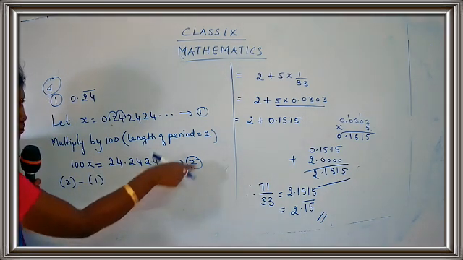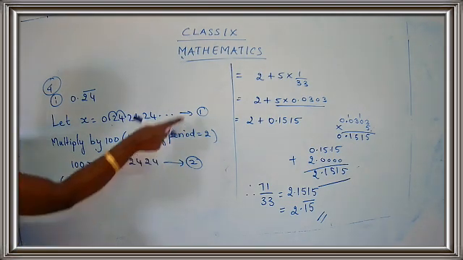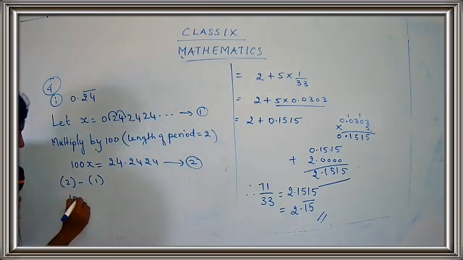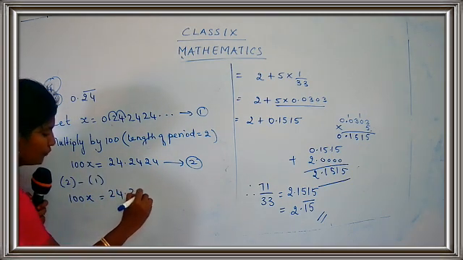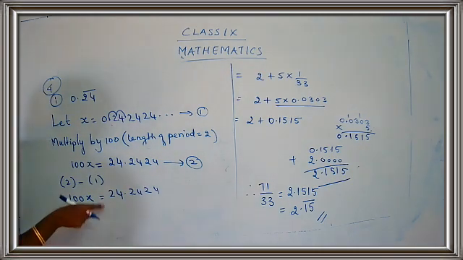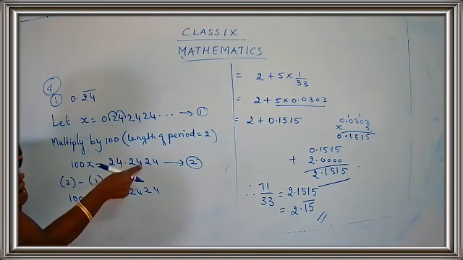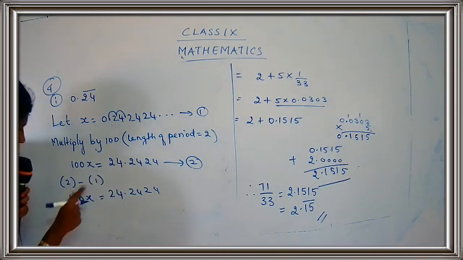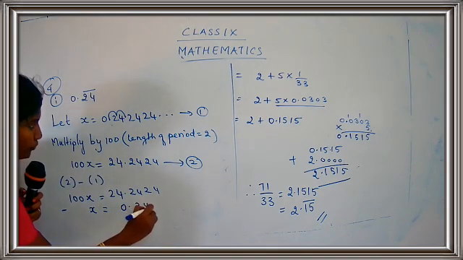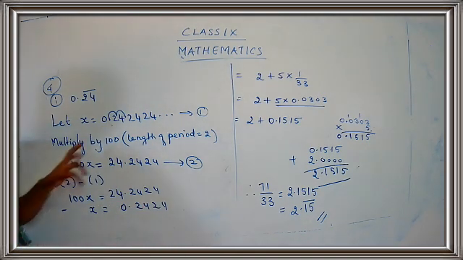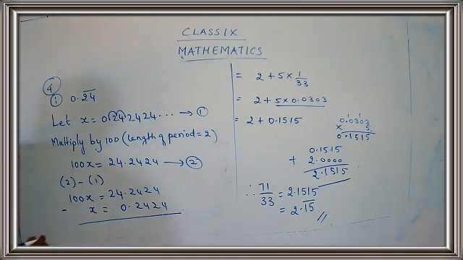Okay, children. Now 2 minus 1. So I have to take 2 and I have to take 1. So I'm going to take 2 minus 1. So 100x is equal to 24.2424. I have taken 2 first. What is 2? 100x is 24.2424, minus. What is 1? This is x. What is the value? 0.2424. Don't take more numbers. Okay, just take the same numbers. So let me subtract it.